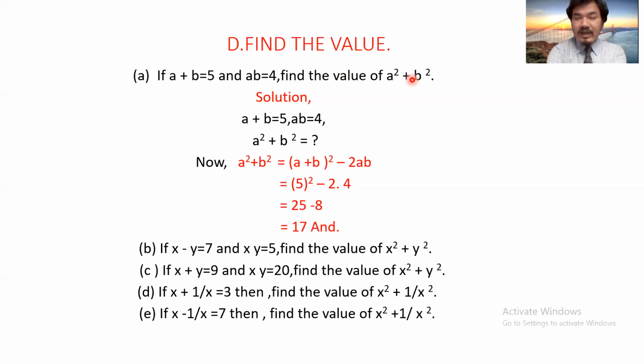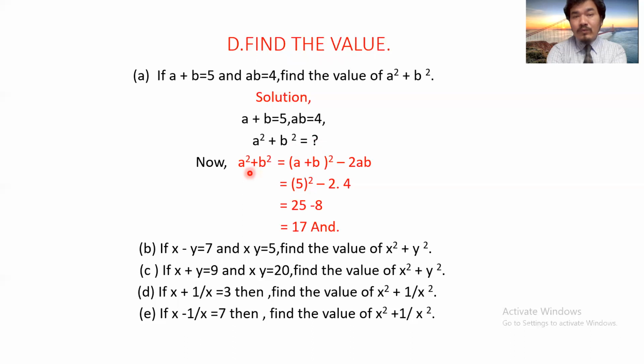At the beginning I had written some formulas, and in those formulas there is the formula of a square plus b square also. Now we have to use that formula here. First of all, write the solution and the given values: a plus b is 5, and ab is 4. Now we have to find the value of a square plus b square.